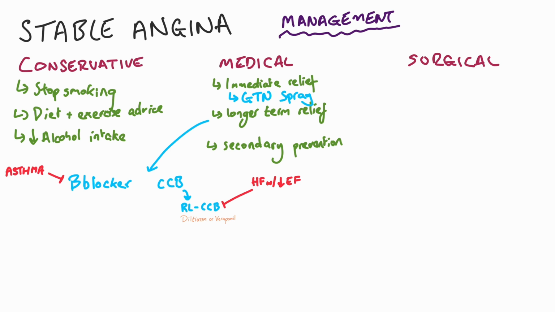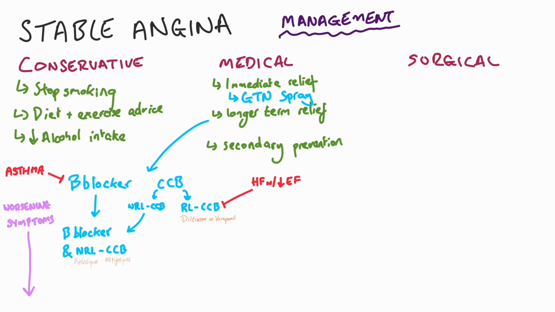If anginal symptoms persist, guidance is to increase the dose of their current medication to the maximal recommended dose. If symptoms still persist, then management depends on what medication the patient is currently taking. If a patient is taking a beta blocker monotherapy, then advice is to add in a non-rate limiting calcium channel blocker, such as amlodipine or modified release nifedipine. If a patient is taking a non-rate limiting calcium channel blocker as monotherapy, then advice is to add a beta blocker. If a patient is taking a rate-limiting calcium channel blocker monotherapy, such as verapamil, then do not add a beta blocker, as this can cause heart block.